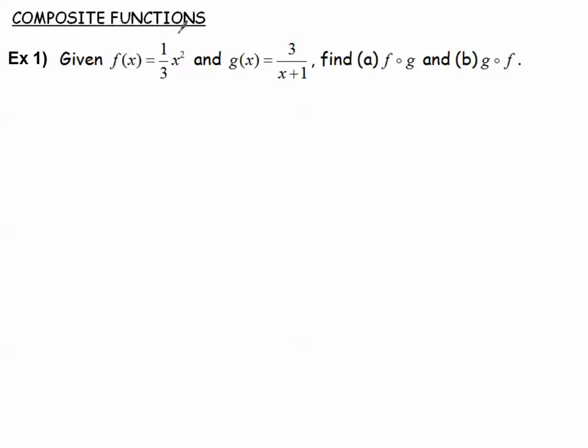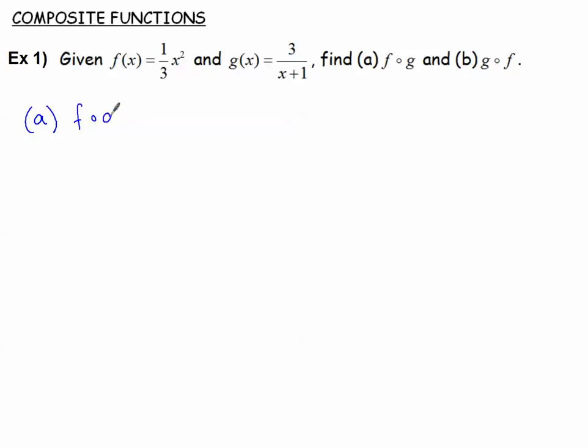Composite functions. Given f of x equals 1/3 x squared and g of x equals 3 over the quantity x plus 1, find a. f of g and b. g of f. So starting with part A.